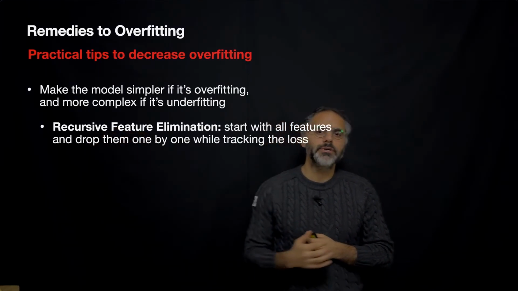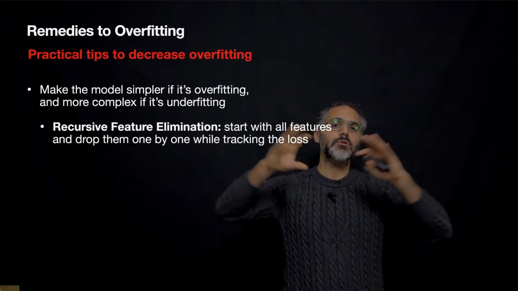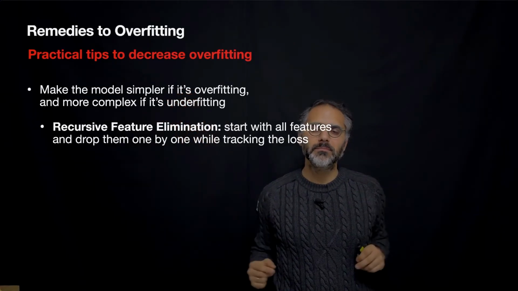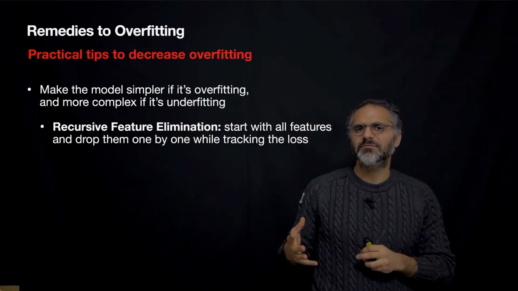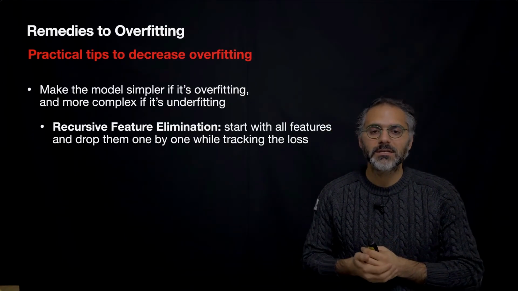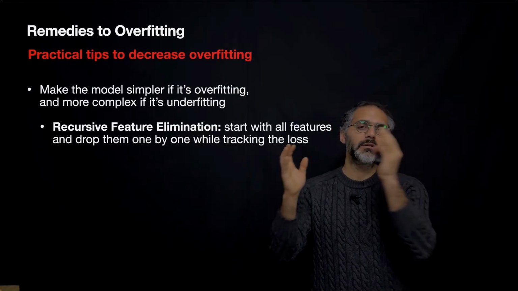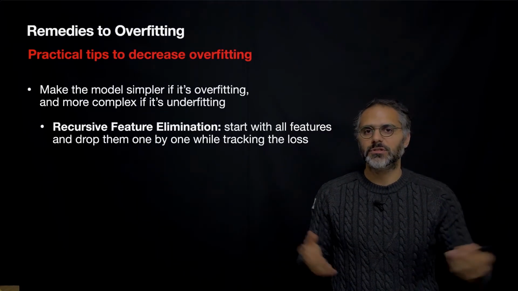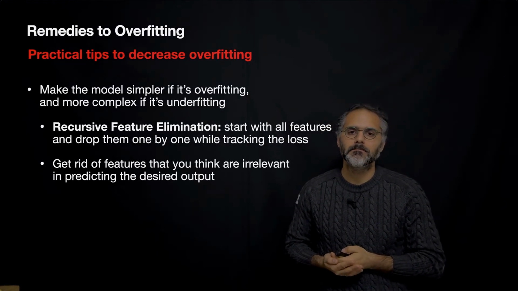We can also do recursive feature elimination, where we start with all the features and we start knocking them off one by one based on which ones affect the output the least. There are different strategies of doing that. Sometimes people will start from one feature and then add features until they get something that makes sense.